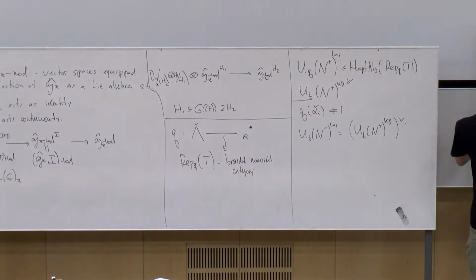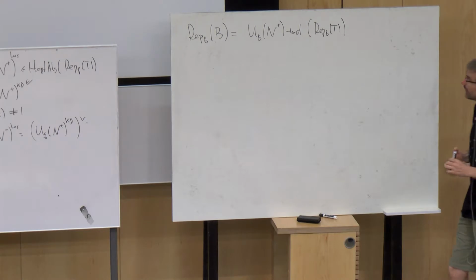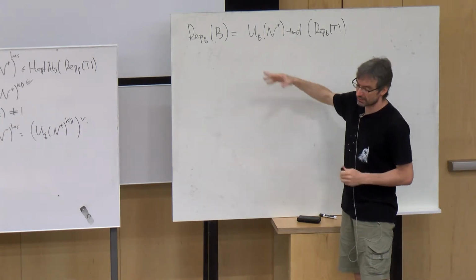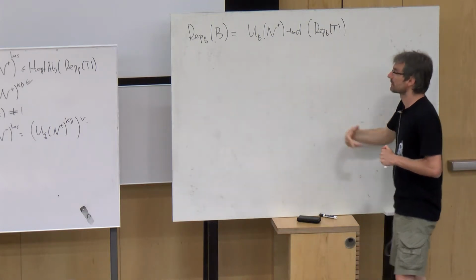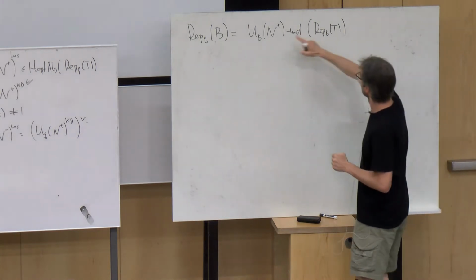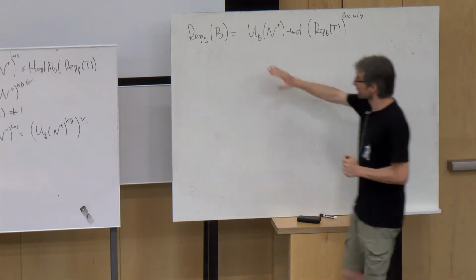So we now define one of our fundamental objects of study. I define the category Rep_q(B) to be the category of modules for this, where I view it as an associative algebra inside my category Rep_q(T). If you think, when there is no q, you can view the universal enveloping algebra of n not just as an algebra in vector spaces, but in vector spaces graded by the weight lattice, and the category of representations of B is the category of modules within this category. But locally nilpotent, so I want this guy to act locally nilpotently. So this is one category of interest.